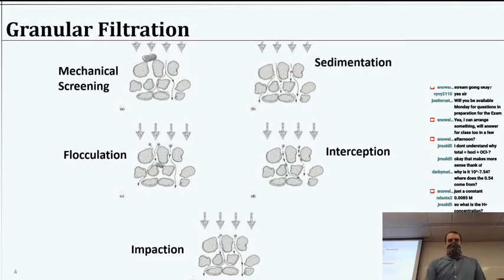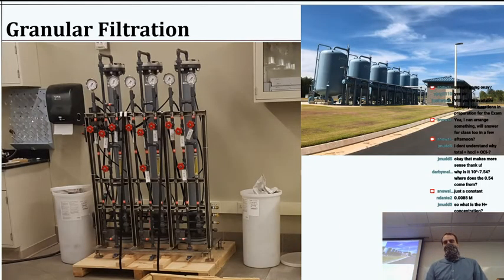Okay, and then impaction just means as it's going through, normally the particle would meander with the flow, but it's too heavy, so it impacts the surface instead of moving out of the way with the flow. So there are lots of different ways in which granular filtration works on a technical level, but you're ultimately just getting out small particles with a relatively simple method.